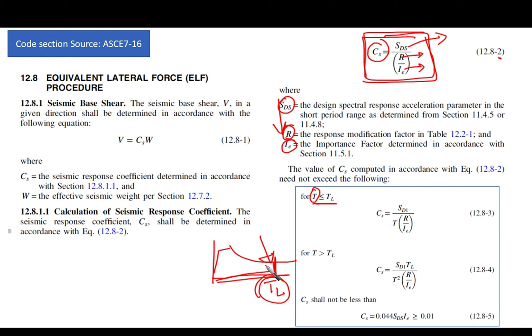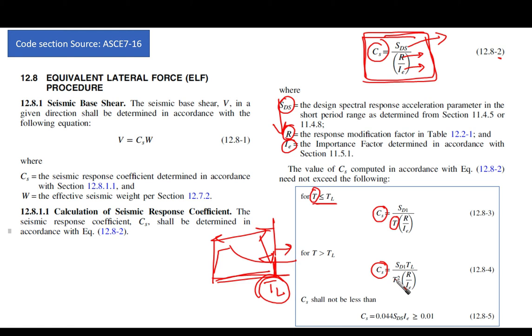And for T less than TL, so anything less than TL, then Cs equals SD1, not SDS in this case, because this is the design spectral acceleration at 1 second over T times R over I. So now we start to find T, taking place here.